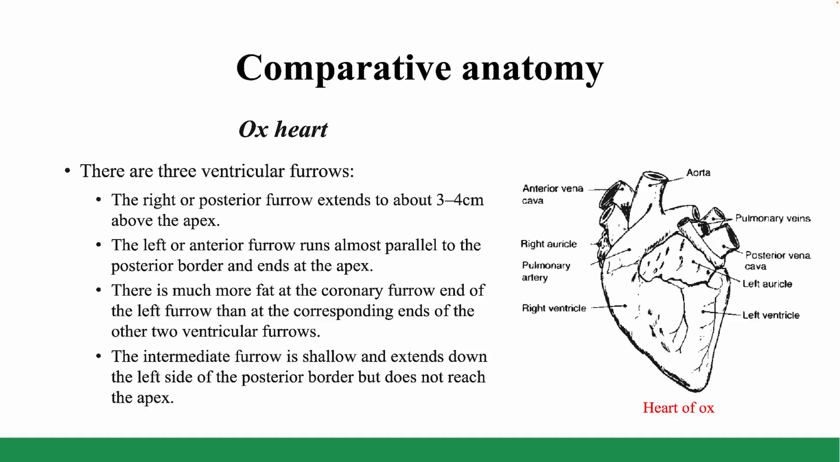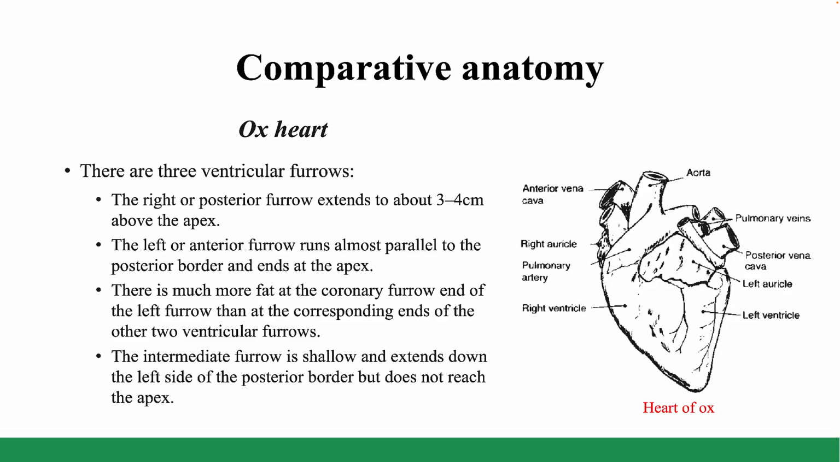Let's start with the features of the ox's heart. We call it ox or bovine. The bovine have three ventricular furrows, but unfortunately in this picture you can see only two. And these three furrows have distinctive features. The left or anterior furrow goes towards the apex, while the right one doesn't reach the apex. It ends somewhere 3 to 4 centimeters above the apex.